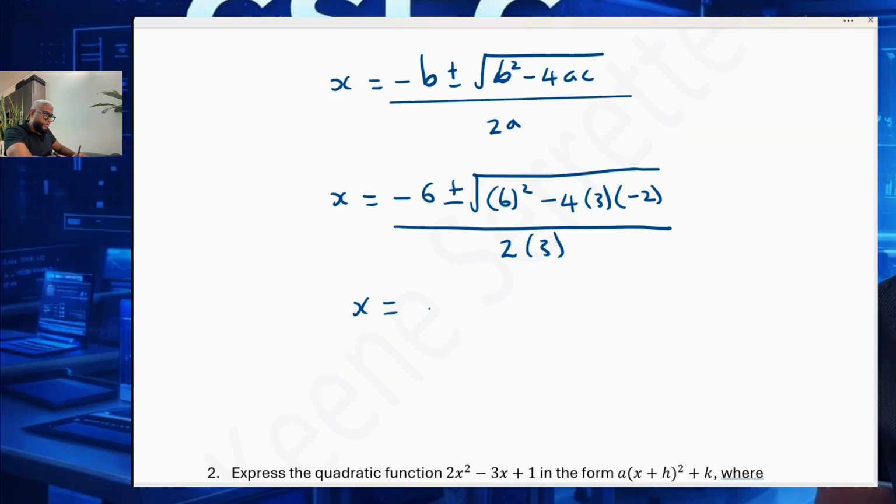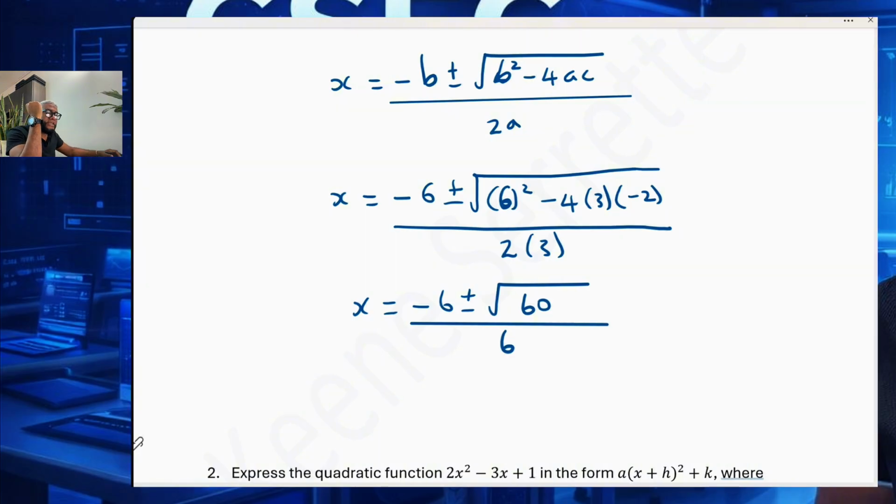So x will be equal to negative 6, plus or minus. Put in 6 squared, which will be 36. And then when you work out 36 plus 24, you will get positive 60, all over 6. 2 3s are 6.